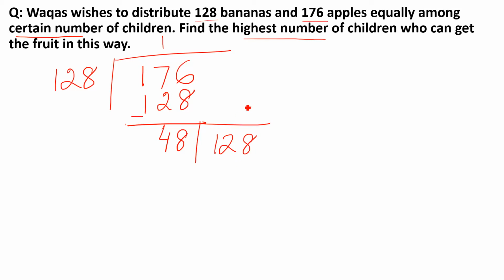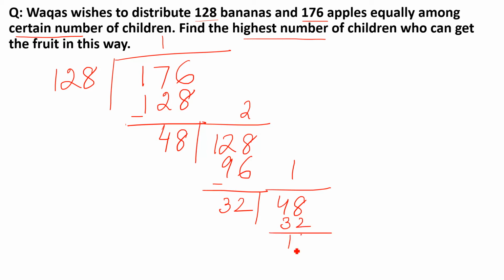So 48, 2 times 96. Right, what is remaining? Now subtract it, we will get 32. Now again 32 is less than 48. So 32 will be the divisor and 48 will be the dividend. 32, 1 time 32. What is remaining? 16. Now 16 is the divisor and 32 will be the dividend. 16, 2 times 32. Now we will get 0.